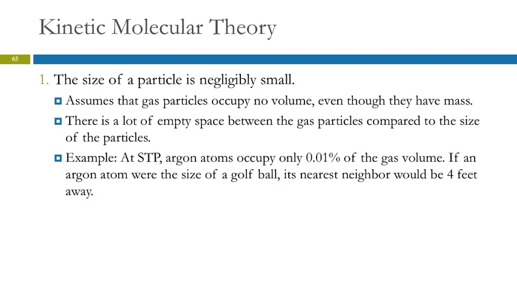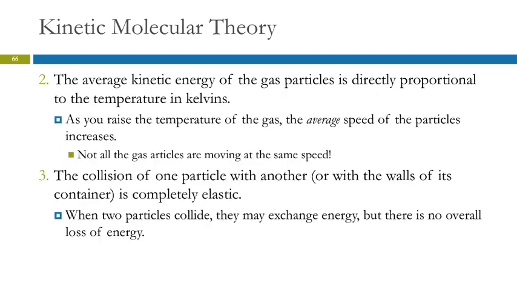Second idea is that the average kinetic energy of the gas particles is directly proportional to the temperature in kelvins. As you raise the temperature of the gas, the average speed of the particles increases. It's the average speed. Some of them are moving fast, some are moving slow, but there's an average. When you heat up a gas, when you raise the temperature, the average speed goes up, because adding heat, you're adding energy to the system, and how does that energy get absorbed? It gets absorbed by the particles increasing their kinetic energy, moving faster.